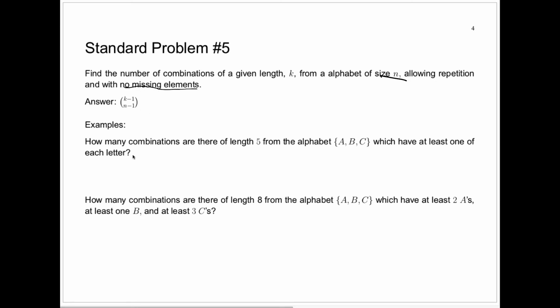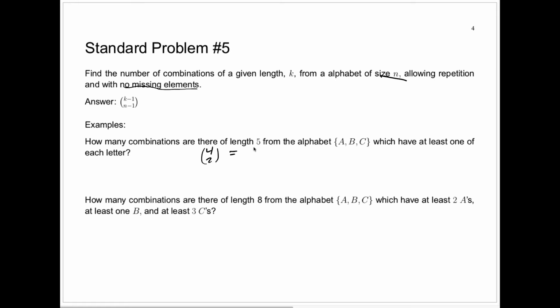The answer is what we just computed, k minus 1, choose n minus 1. Here's an example. How many combinations are there of length 5 from the set ABC, which have at least one of each letter? Well, we can write down immediately the answer, because this is exactly from standard problem number 5. Length 5, that means k is 5, 3-letter alphabet, so n is 3. The answer will be k minus 1, which is 4, choose n minus 1, which is 2.